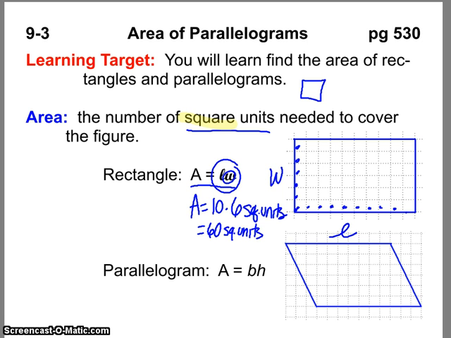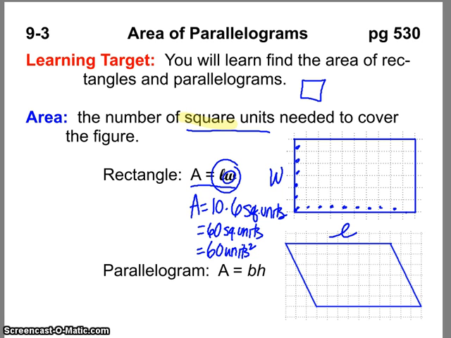And we abbreviate this by writing out our units and using a 2 as an exponent, showing that we are squaring our units. Remember, area is a two-dimensional measurement, so we square all of our units.